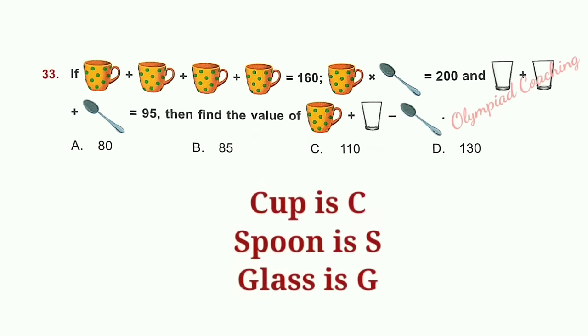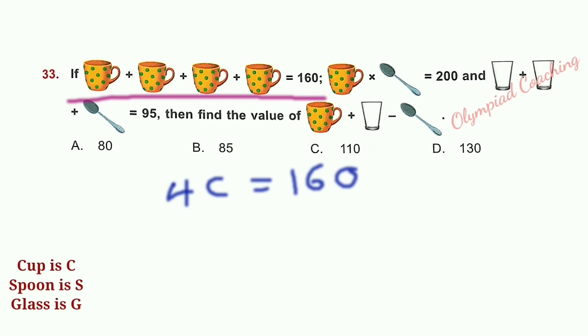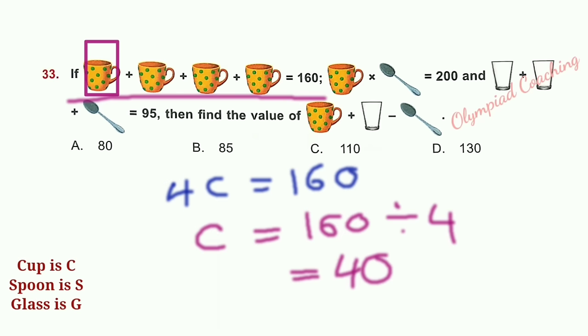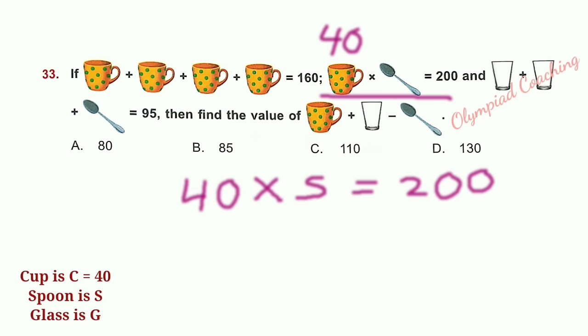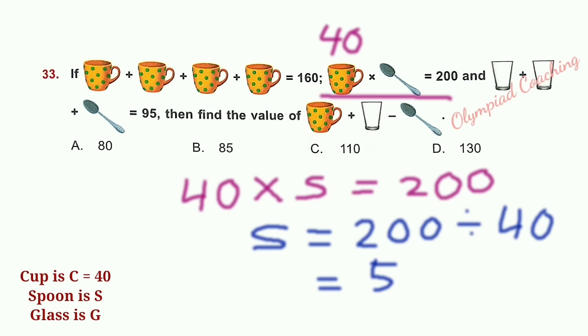Let us symbolize. Cup is C, spoon is S, glass is G. So 4C equals 160. 1 cup equals 160 divided by 4 equals 40. Here, C equals 40, and 40 into S equals 200. It means 40S equals 200. 1S equals 200 divided by 40 equals 5.